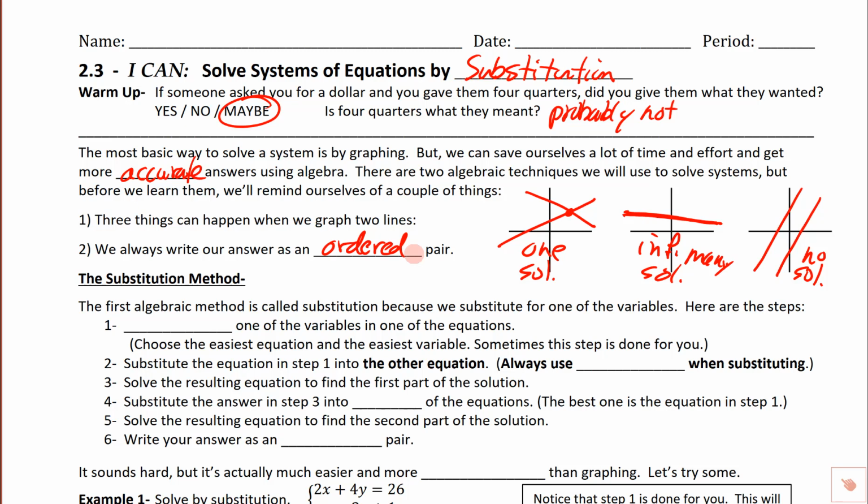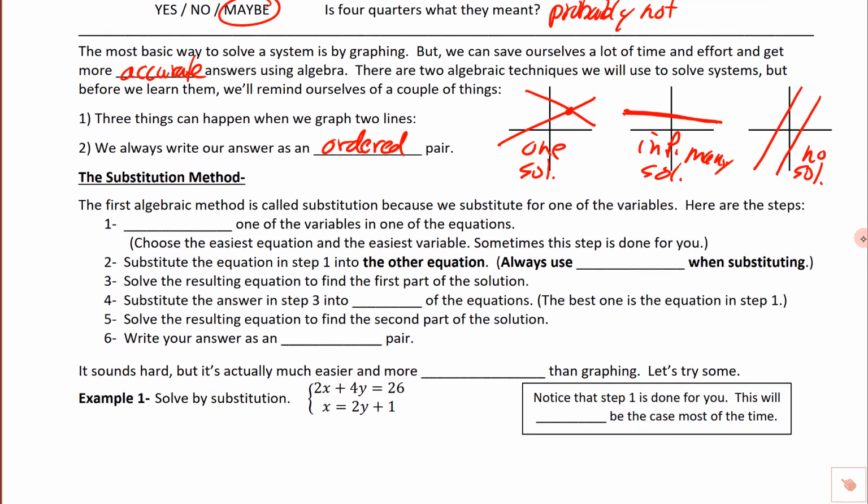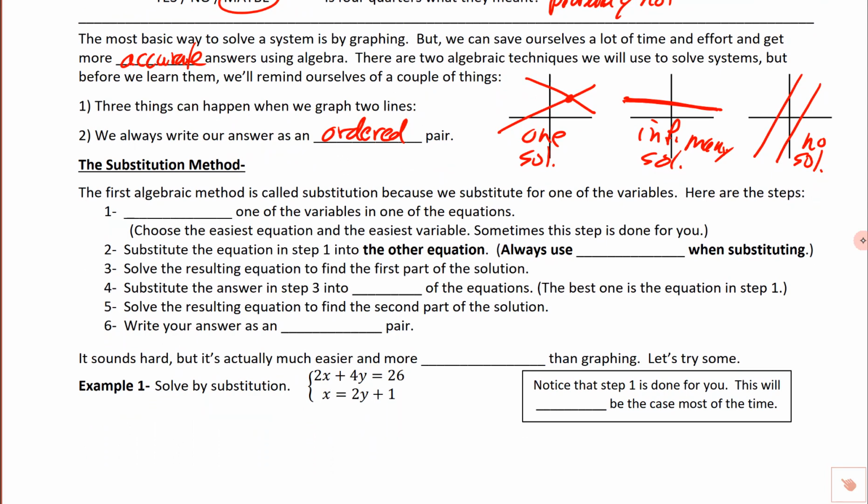Now, the first technique that we're going to learn, the first method, is called substitution. And we need to be really good at substitution, not just to be able to solve systems of equations, but for lots of other things. So here are the steps, and it's going to seem like a lot, but it's really not too bad once you get used to it. So the first thing we're going to do is we're going to isolate one of the variables in one of the equations. Now, notice that's not very specific. It just says isolate one of the variables in one of the equations. It really doesn't matter which variable or which equation, but you want to choose the easiest equation and the easiest variable. Now, a lot of times that step might be done for you. It's going to be pretty obvious if something's set up for substitution, so keep an eye out for that.